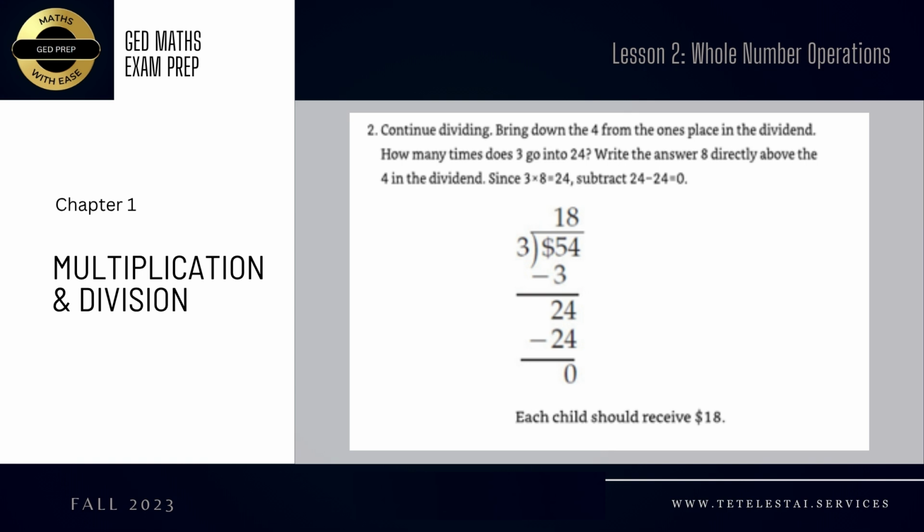So you write down 24 and you subtract 24 from 24, you get 0. And that just tells you that now we're done with this division. There's nothing else to bring down. We subtracted what was remaining from our division and there's nothing left. So we know that each child should receive $18.